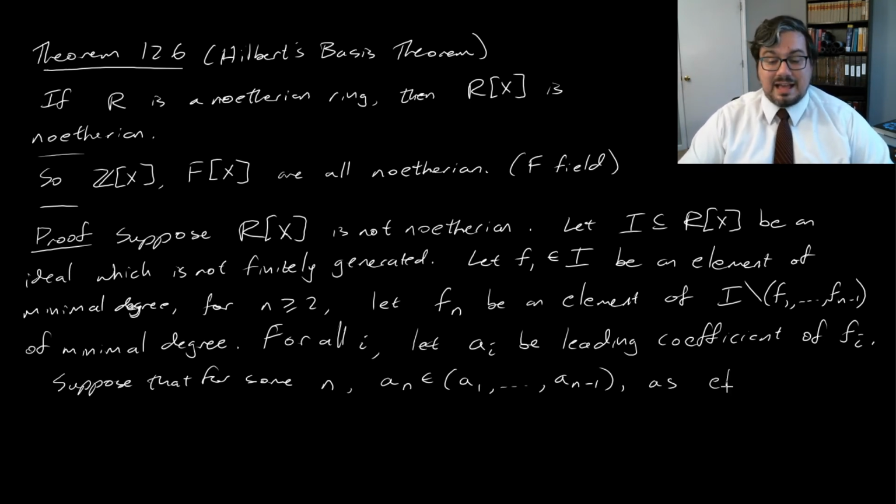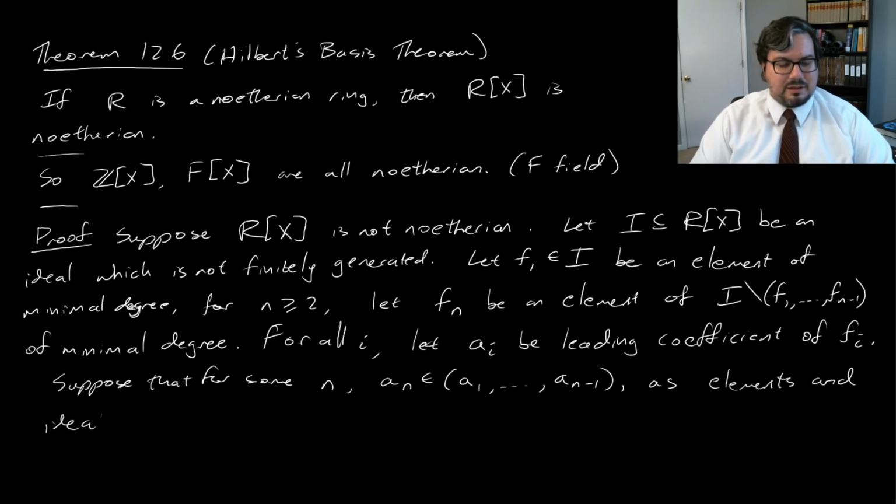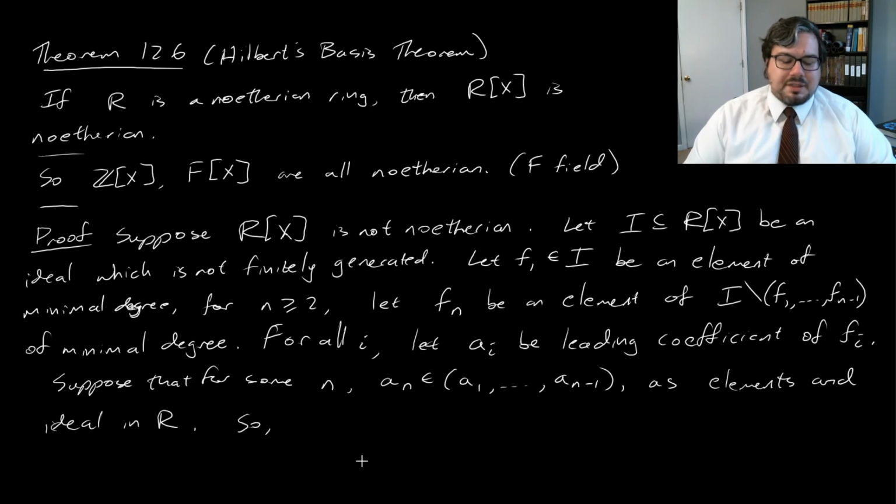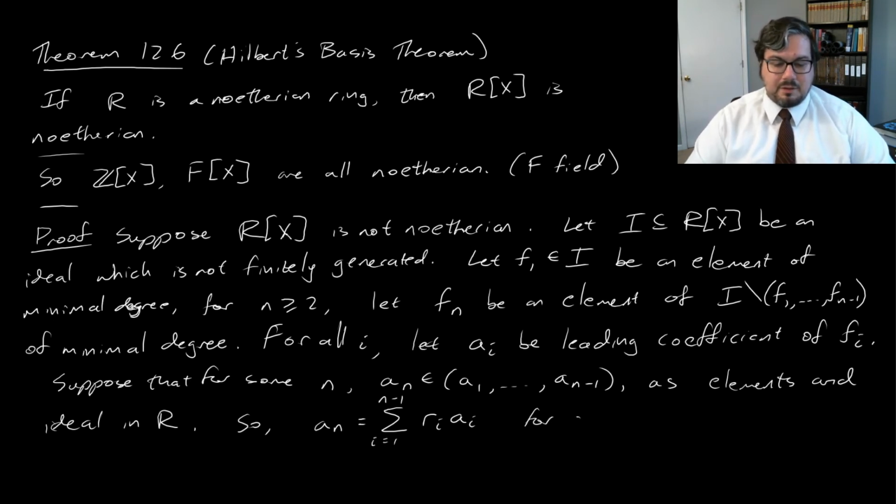And this is as elements and the ideal, an ideal in the ring R, R itself. So since this element is an element of the ideal, this means that An has to be equal to the sum of Ri times Ai, i equals 1 to n minus 1, for some elements Ri inside the ring R.